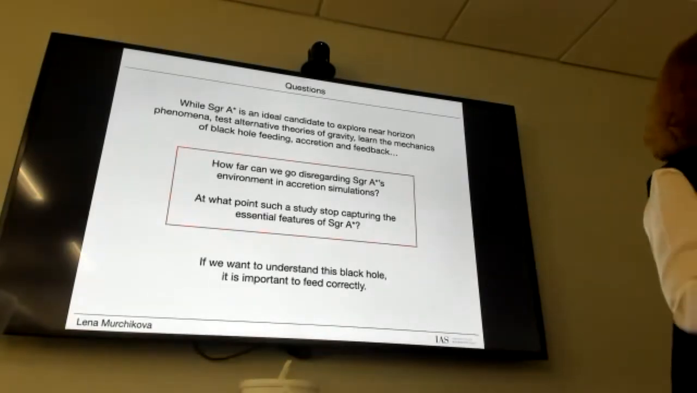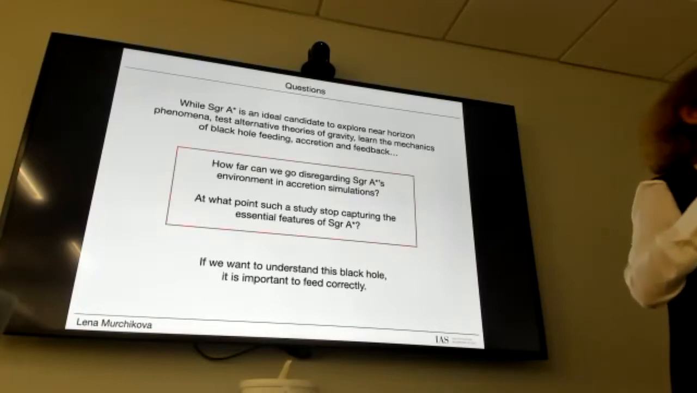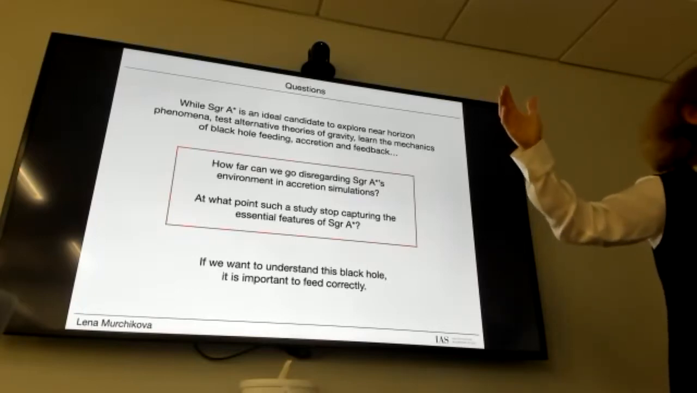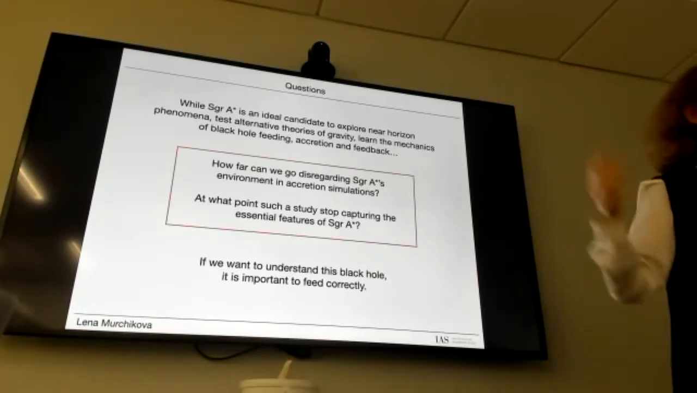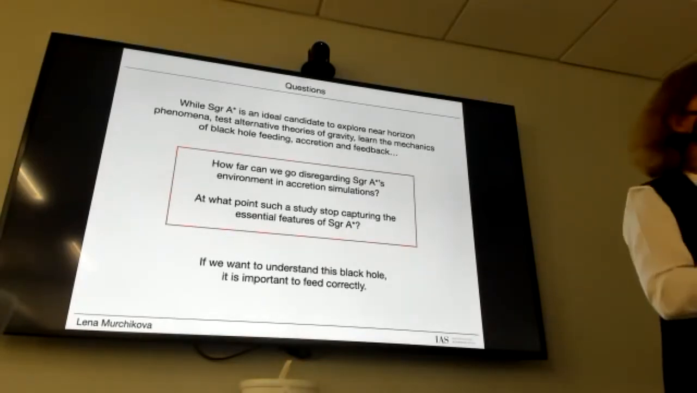So the black hole environment, and extending black hole physics to more extended scales to produce more realistic simulations of the inner few parsecs of the galactic center black hole, is going to be the topic of my talk.